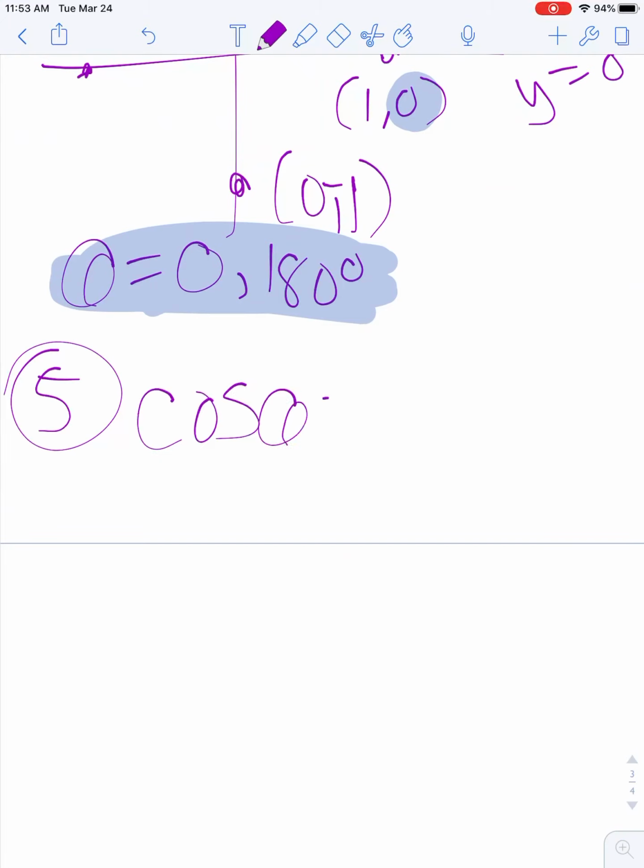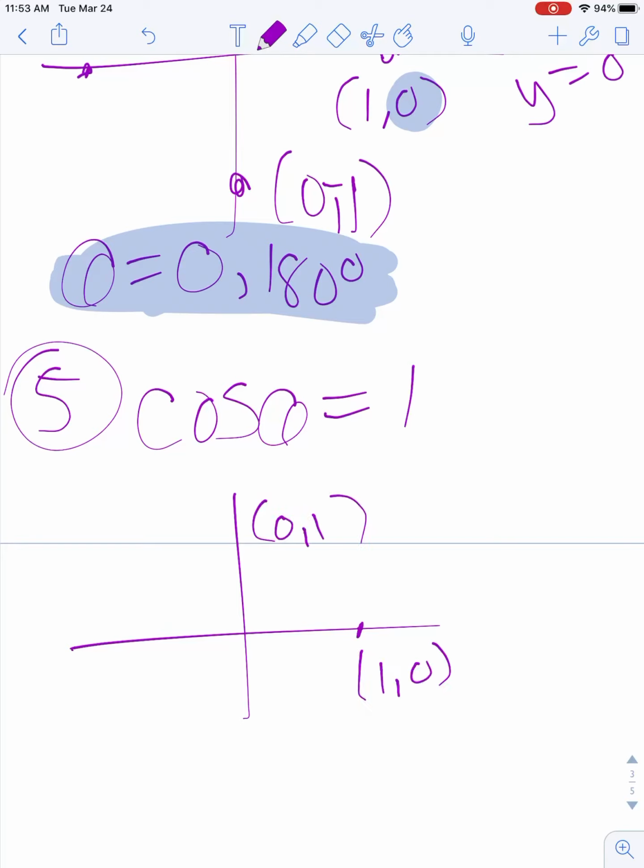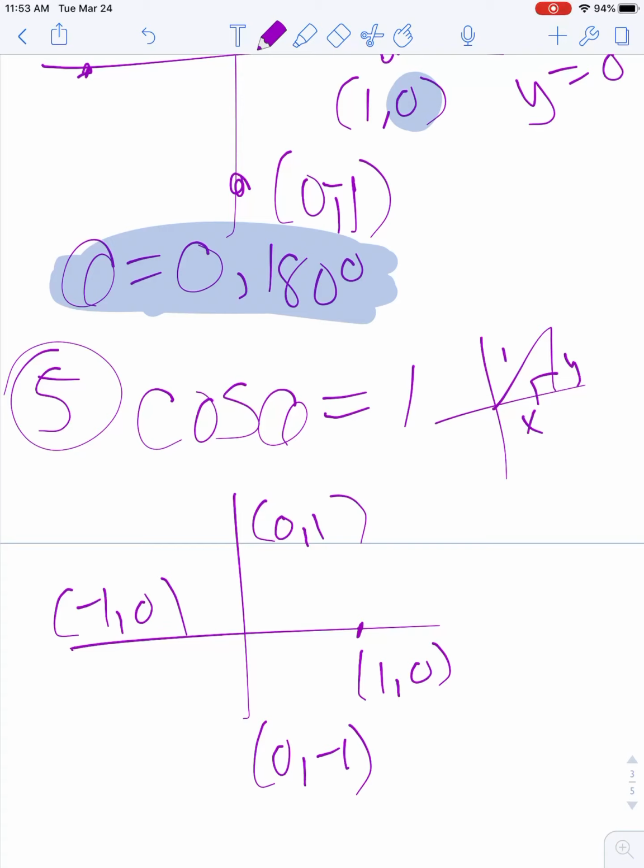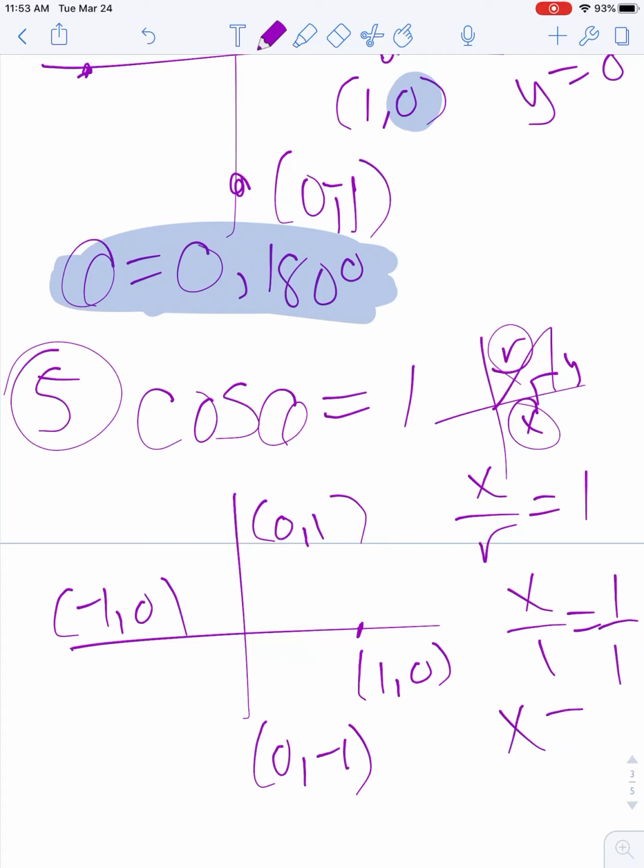I'm going to say cosine of theta equals 1. I see 1. I think unit circle unless it's tangent. It's not tangent, so I'm thinking unit circle. So I'm writing in my ordered pairs here for unit circle. Okay, so now I know that cosine is adjacent over hypotenuse. And remember, r is just 1. So if you cross multiply and solve, x equals 1. Or if you just think about cosine as just the x value, I'm looking, where is the x value 1? There's only one time here.